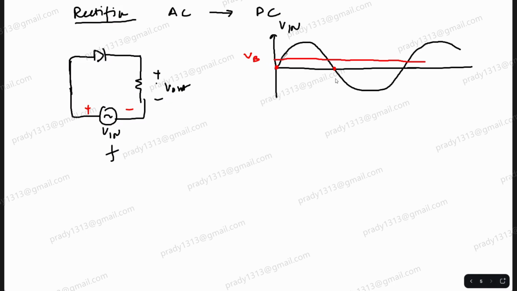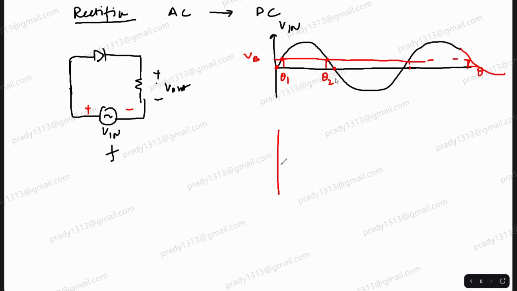Let's say this is the barrier potential voltage, 0.7. So the diode will start conducting only at this time and it will stop conducting at this point. Let's say this is the phase angle, theta. So can I say it will conduct only between theta 1 and theta 2 and not anywhere else? Yes, sir.